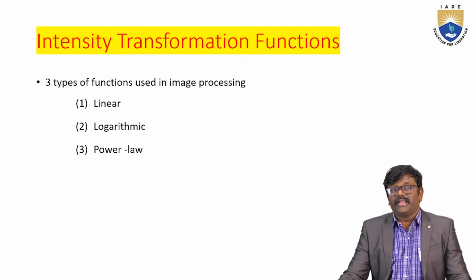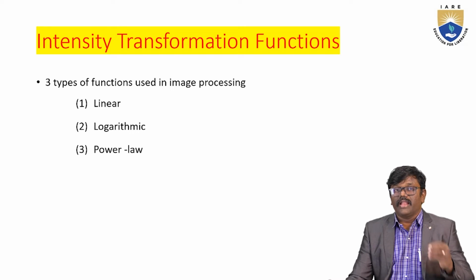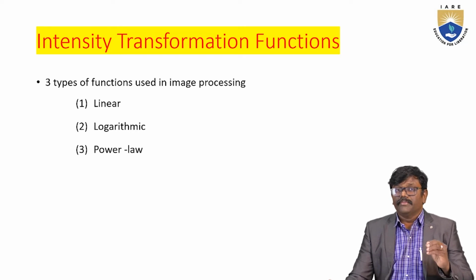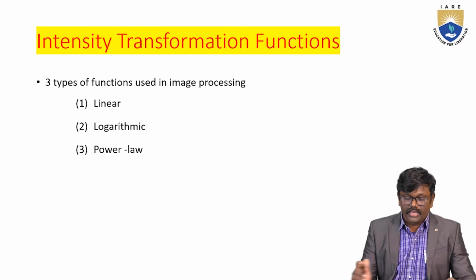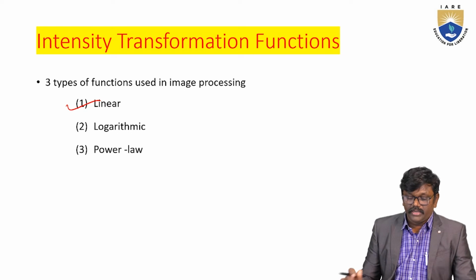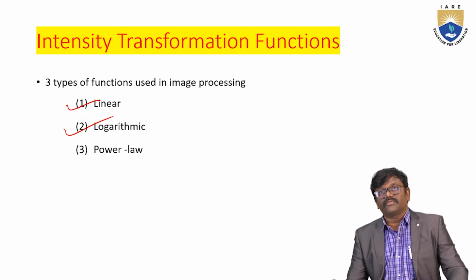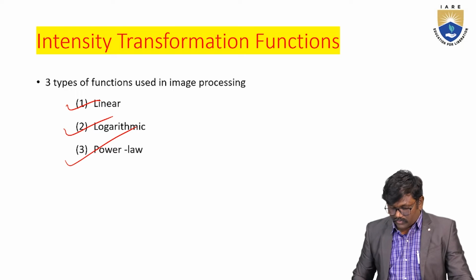We are going to understand that the transformation is not done in a simple manner. We do that with the help of three broad intensity transformation functions. What are those three types of functions used in image processing, especially for the intensity transformation purpose? Number one, linear intensity transformation function. Number two, logarithmic intensity transformation function. Number three is power law transformation function.